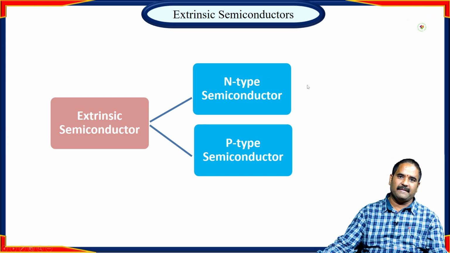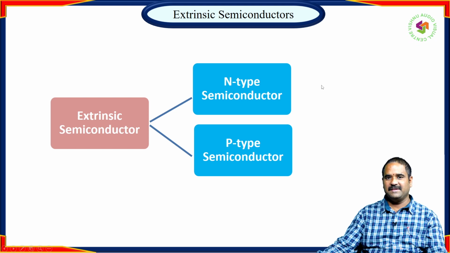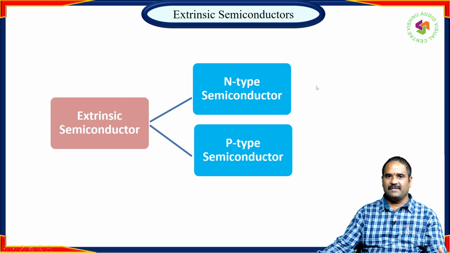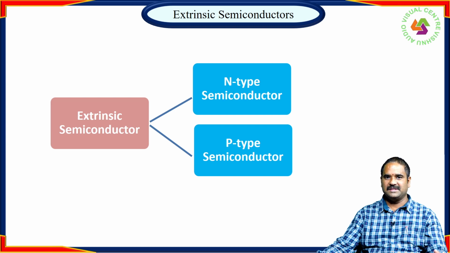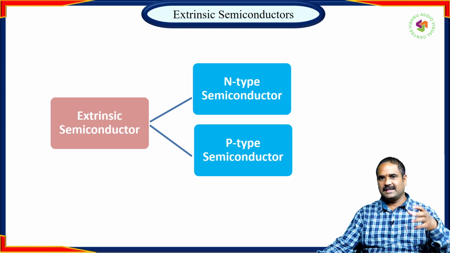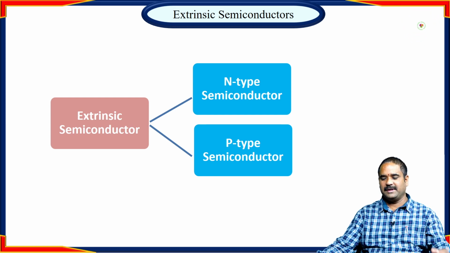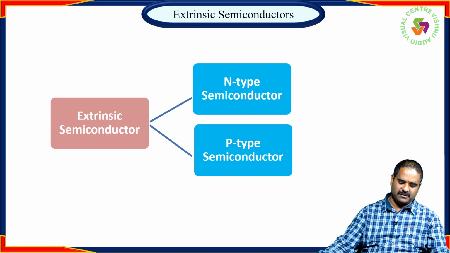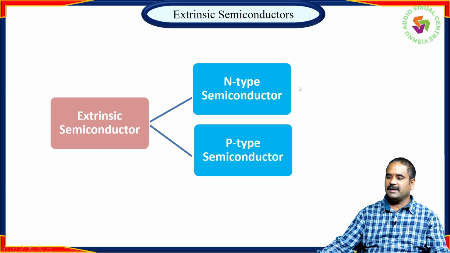For this part, we don't have the derivations, we just have the qualitative treatment, which means there is no derivation for these concepts. For N-type semiconductor and P-type semiconductor, we don't have the derivations. We have just qualitative treatment, which means we will discuss the general properties, what are N-type semiconductors, what are P-type semiconductors, and the Fermi level in N-type and P-type semiconductors. So first we will discuss N-type semiconductor.